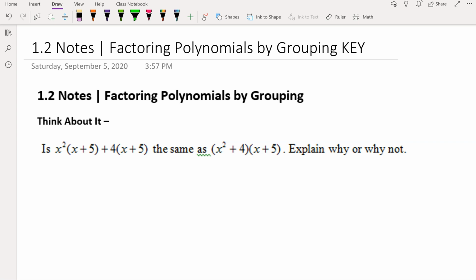All right, y'all, let's get started. So today is a new topic in Algebra 2. Yay, new topic. We're doing factoring polynomials by grouping. So go ahead and make sure you write down the notes title, 1.2 notes, factoring polynomials by grouping.